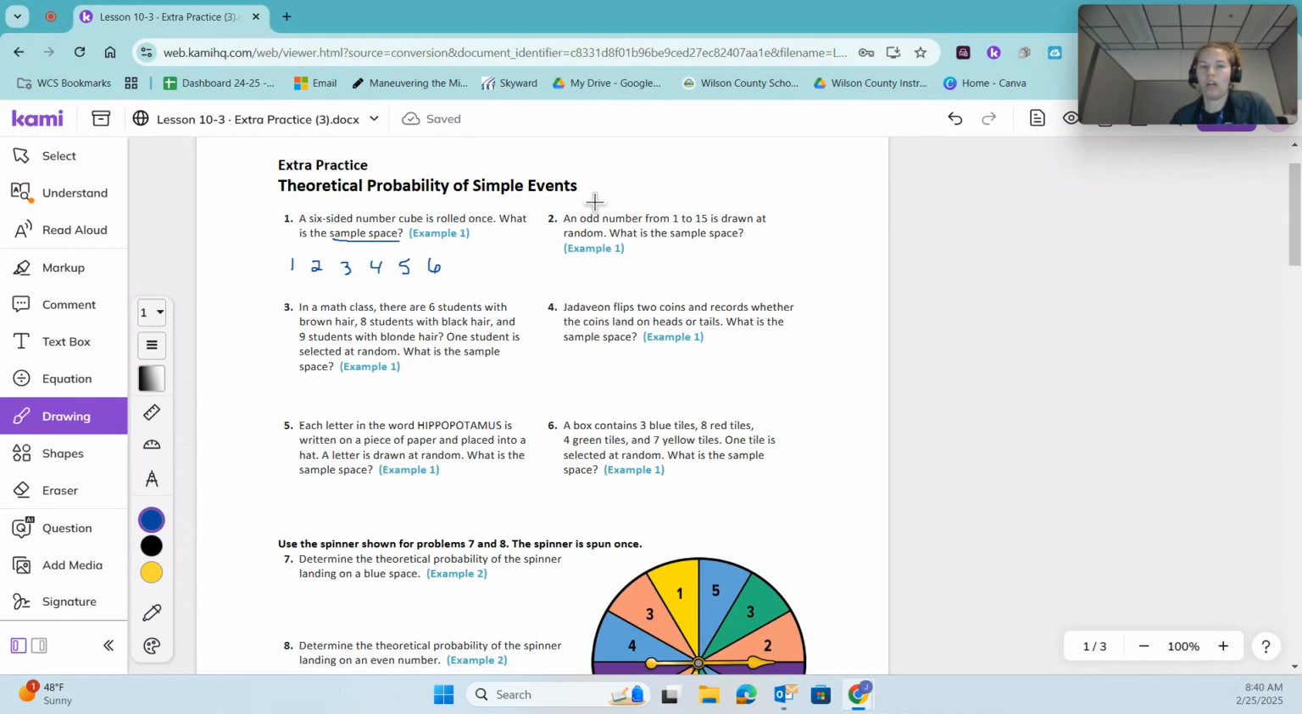An odd number from 1 to 15 is drawn at random. What is the sample space? So just the odd numbers: 1, 3, 5, 7, 9, 11, 13, and 15. Remember, even numbers are divisible by 2, odd numbers are not. I'm just listing them all. There are several more you can try just like that.